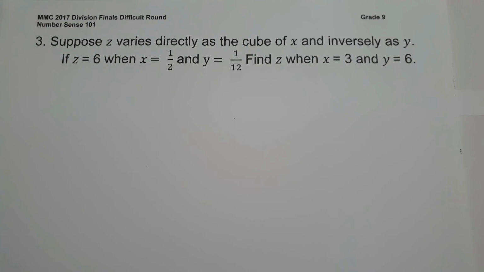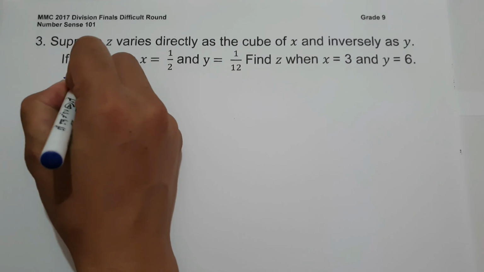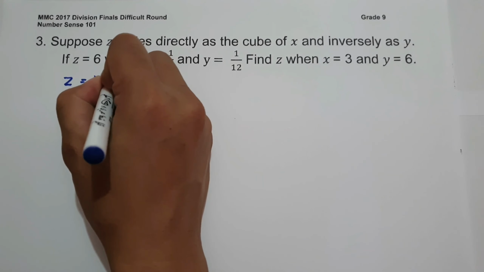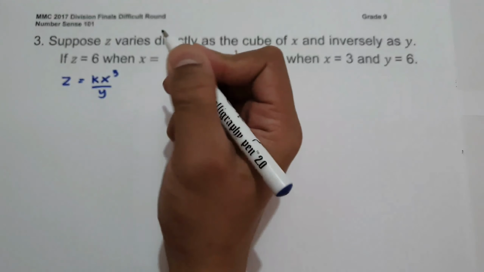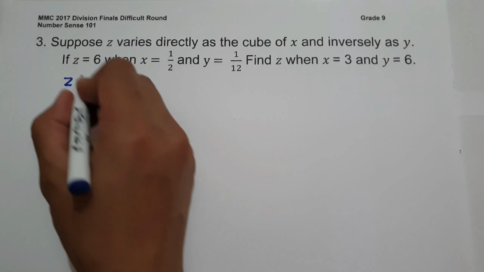On number 3, suppose z varies directly as the cube of x and inversely as y. If z equals 6 when x equals 1/2 and y equals 1 over 12, find z when x equals 3 and y equals 6. So let us write first the equation. Let us have z equals k x cubed over y. So let us find the value of k using the first set of given.